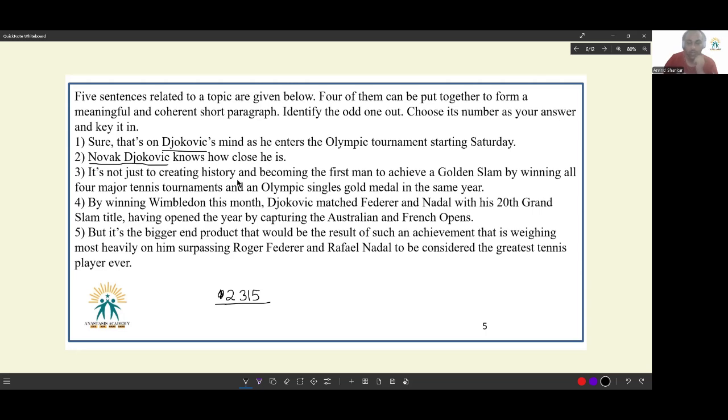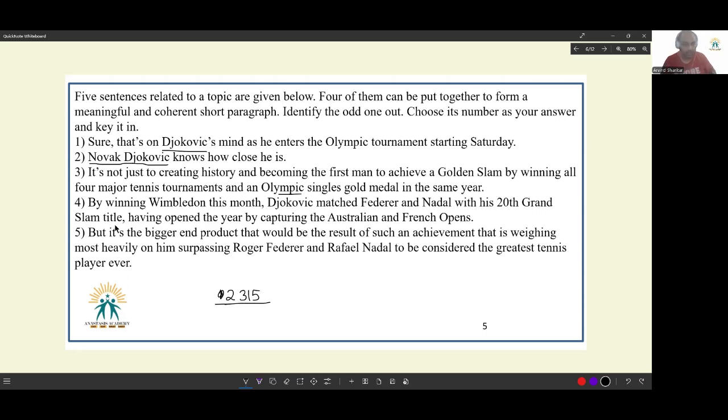It's not just to creating history and becoming the first man to achieve a golden slam by winning all the 4 major tennis tournaments and an Olympic singles gold medal in the same year. Sure, that's on Djokovic's mind as he enters the Olympic tournament starting Saturday. But it's the bigger end product that would be the result of such an achievement that is weighing most heavily on him, surpassing Roger Federer and Rafael Nadal to be considered the greatest tennis player ever.